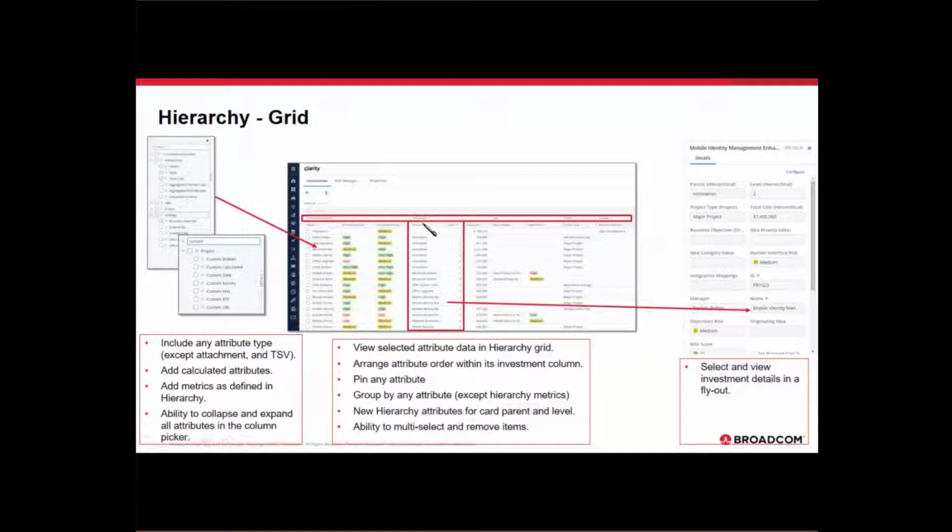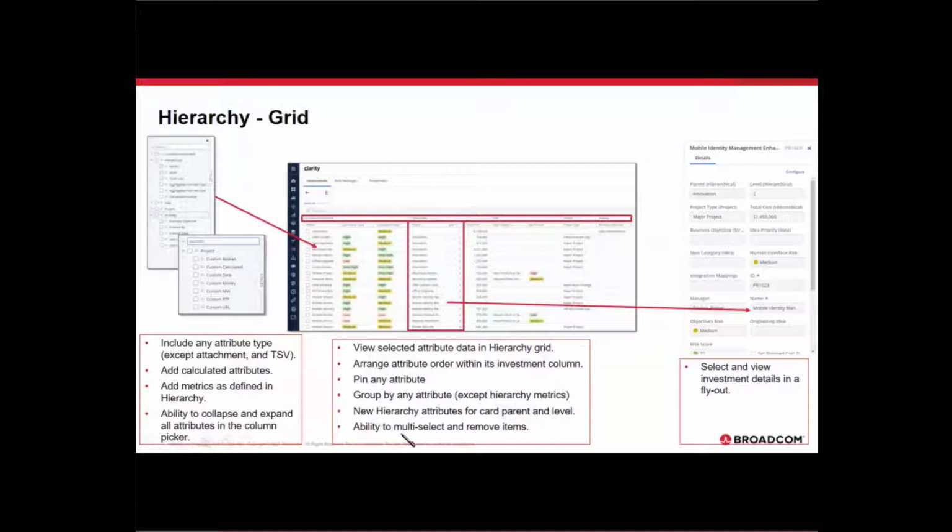So within the hierarchy, I have two attributes, one for parent and one for the level, that tells me where this specific line item, where that card is in the hierarchy levels. And if it has a parent, then its parent name is also available to me.